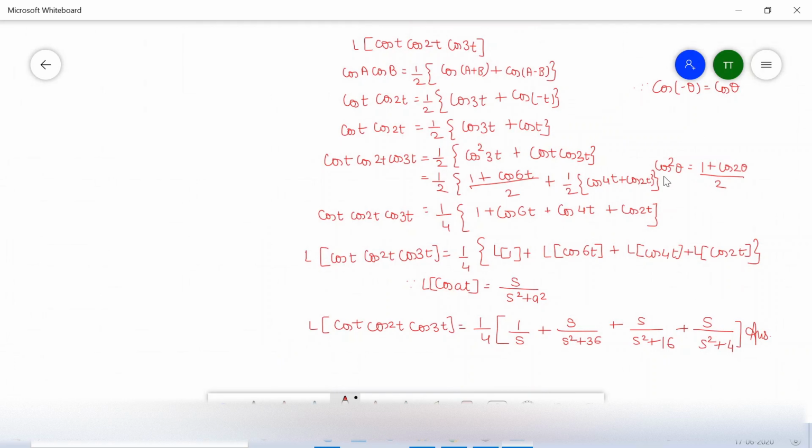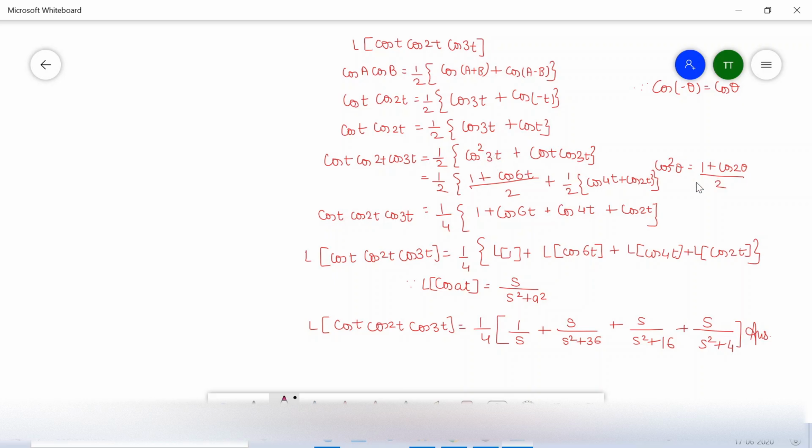What we have done in this video: first of all we found the cos A cos B formula. What is cos A cos B? It will be half of cos(A plus B) plus cos(A minus B). So we put the value A equal to t and B equal to 2t. Then for cos t cos 2t cos 3t, we multiply by cos 3t on both sides. So we find here cos square 3t, and here we again have cos t cos 3t.